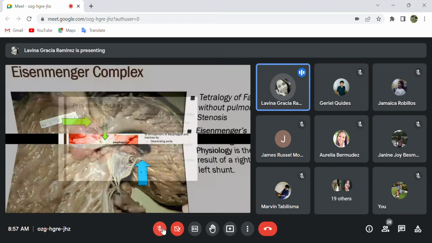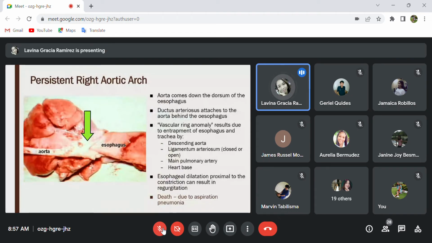Now, the last one there is the persistent right aortic arch. I think you have heard about this, the PRAA. This is the aorta, of which supposedly the right one should regress during development, leaving only the left. So what happened here is, if there is persistence of that, it could obstruct the esophagus. Sometimes one of the lesions found is megaesophagus because of the vascular ring developing at the proximal portion of the esophagus. Normally, the aorta comes down the dorsum of the esophagus, and the ductus arteriosus attaches to the aorta behind the esophagus.